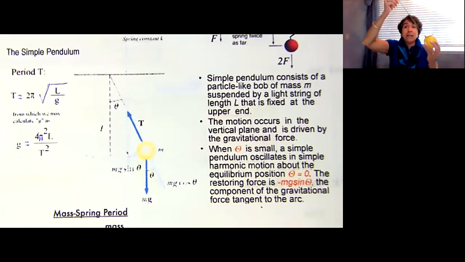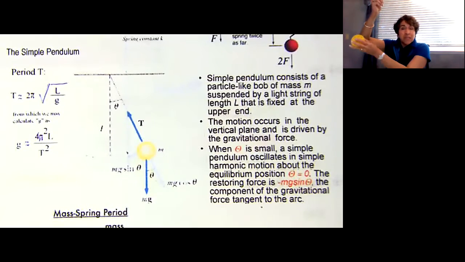all the way till it comes back to that spot, or this spot all the way till it comes back to that spot, or from the bottom all the way back to the bottom. It has to go through the whole cycle. That's a period, how long it takes.